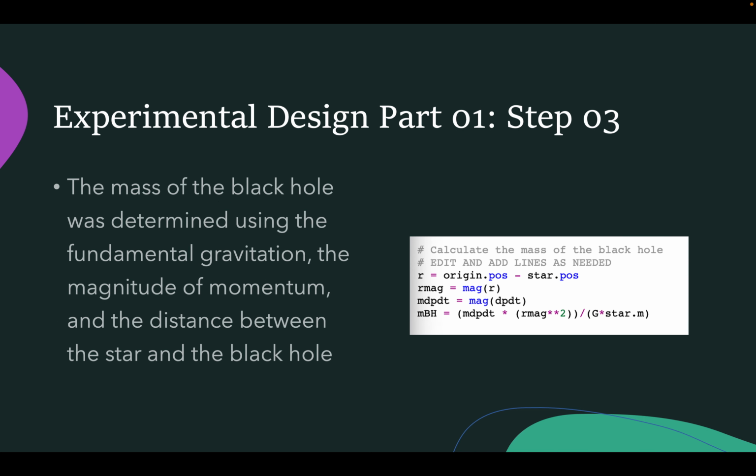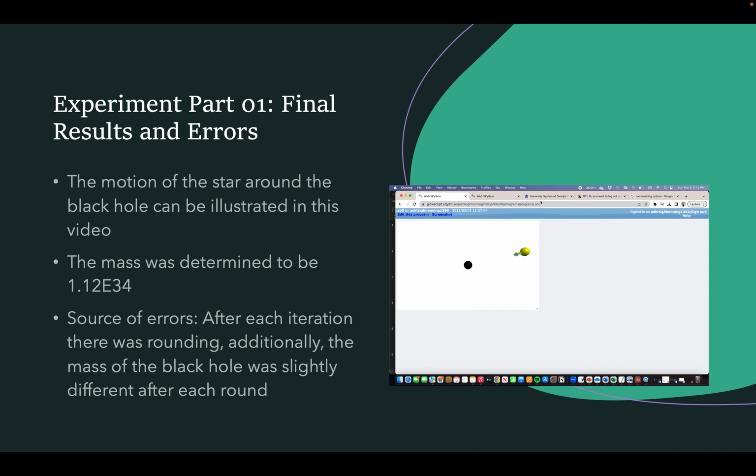In our third step, the mass of the black hole was determined using the fundamental gravitation equation, the magnitude of momentum, and the distance between the star and the black hole. We were able to conclude that the mass was 1.12 times 10 to the 34 kilograms, and a source of errors in this part was that with each iteration there was rounding. Additionally, the mass of the black hole was slightly different at each round. The motion of the object can be described in this video.